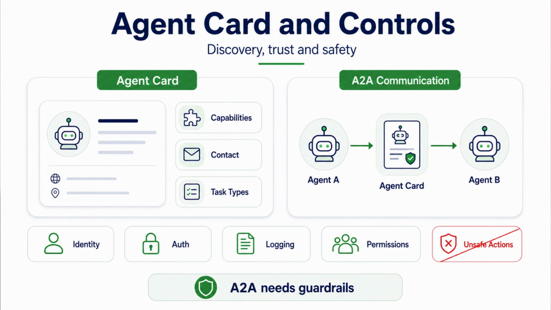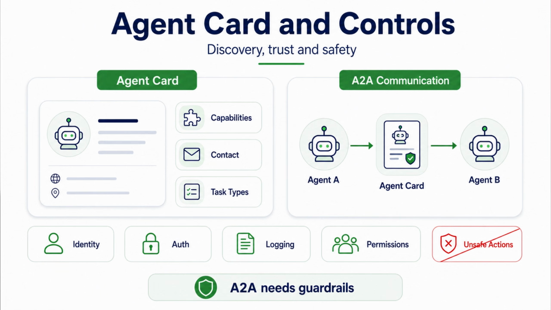Now, one important concept inside A2A is the agent card, which is similar to a profile that describes what the agent can do, how it can be contacted, and what type of tasks it can support. Now, this becomes very important as organizations begin using many specialized agents from different platforms and vendors, because those agents need a common way to identify and communicate with each other.